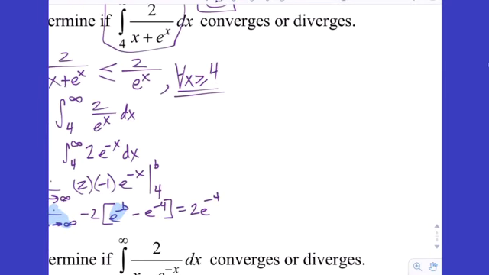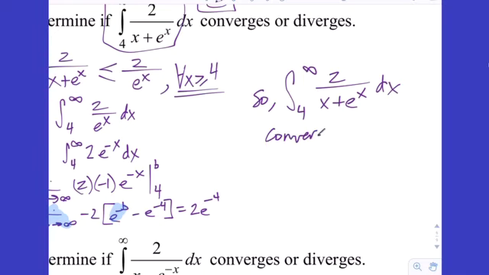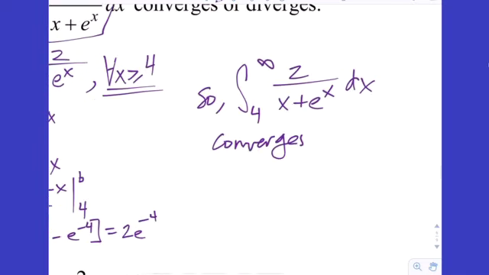So now all we have to say is, so the integral from 4 to infinity of 2 over x plus e to the x dx converges. And then you can either say as well, also, additionally, 2, I'll use 2, and then, again, you just can't hide your excitement at the end, right?